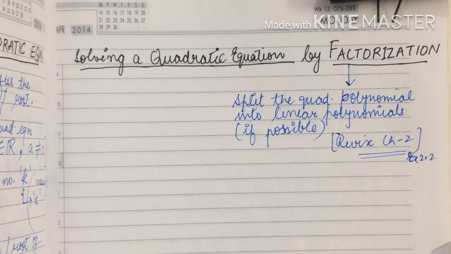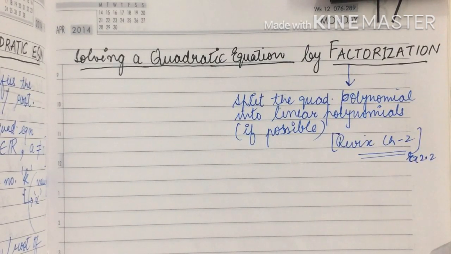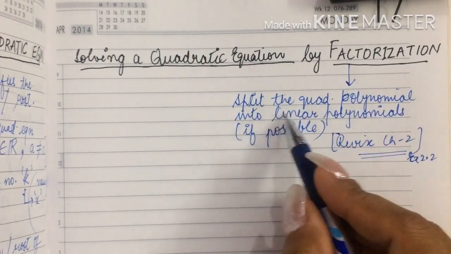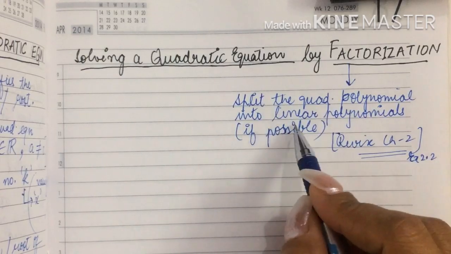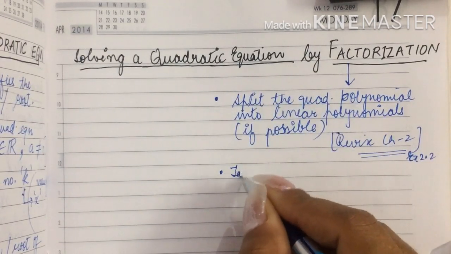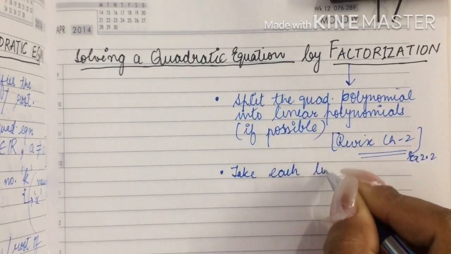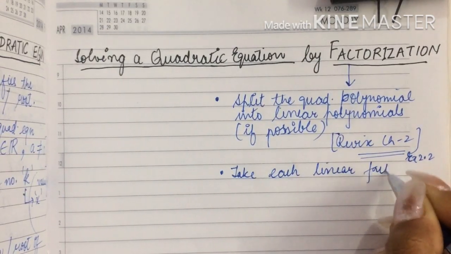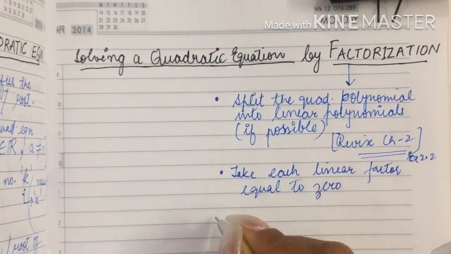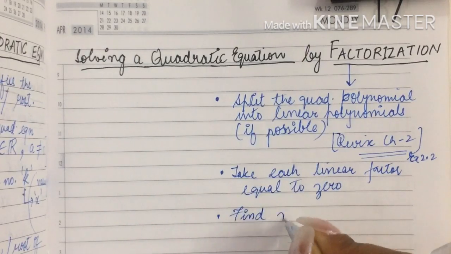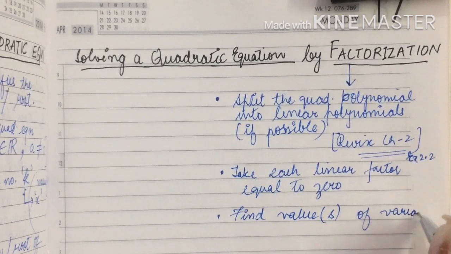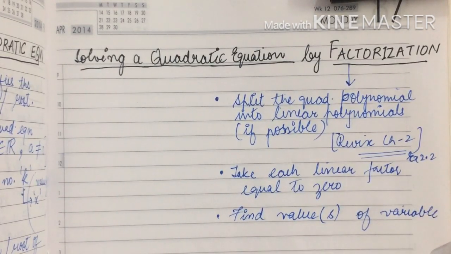If you look at that exercise, you will know what I am talking about. So this is the first step: you want to split your quadratic polynomial into linear polynomials. Then after that, you take each linear factor equal to 0, and from there find the value of the variable. So there could be one value or more than one value.